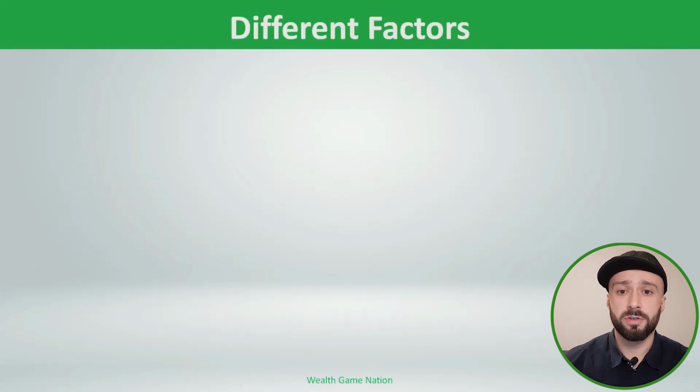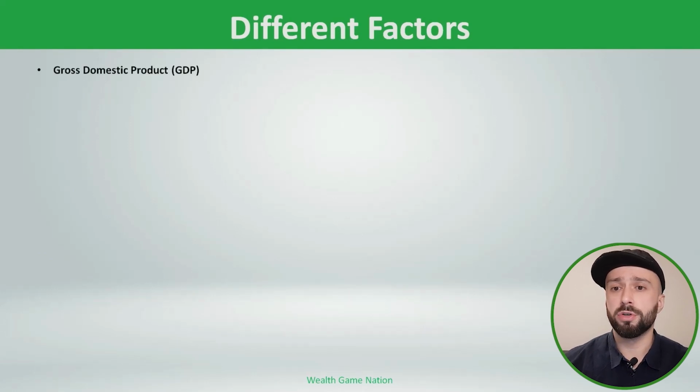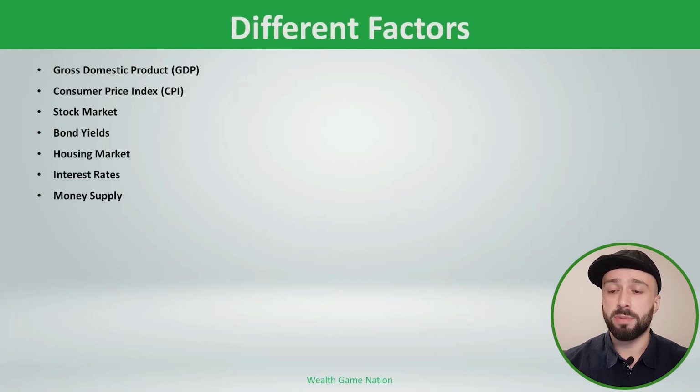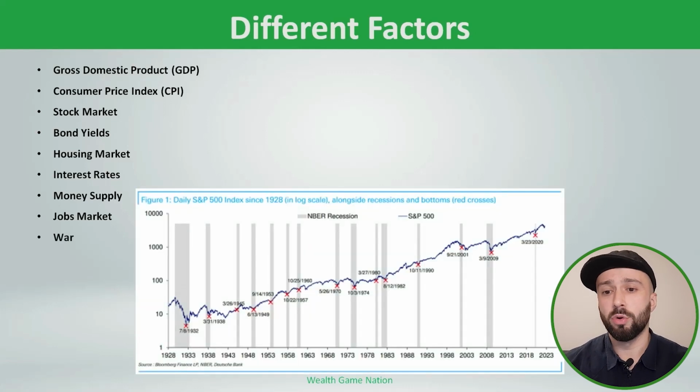Some of the major factors that will impact the year in 2023 are the gross domestic product, or the GDP. This is essentially all the goods and services that a nation produces. Then there is the consumer price index, or the CPI. This is basically used to measure inflation. Then we have the stock market, bond yields, housing market, interest rates, money supply, jobs market, and last but not least, war.